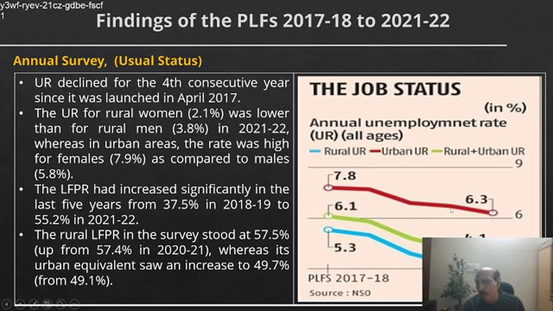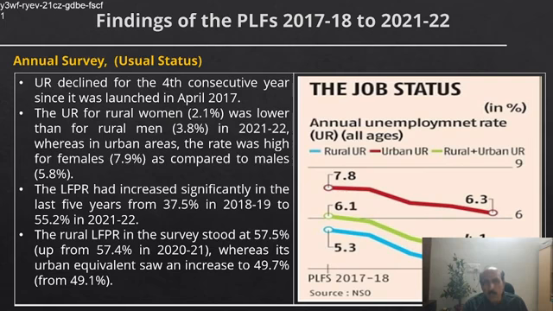You can remember this graph. This graph indicates the annual unemployment rate among the urban areas, among the rural areas, and the average. You see that in urban areas, it was 7.8% in 17-18, which reduced to 6.3% in 21-22. In the rural areas, it reduced from 5.3% to 3.2%. And the average is 6.1% to 4.1% till 21-22.